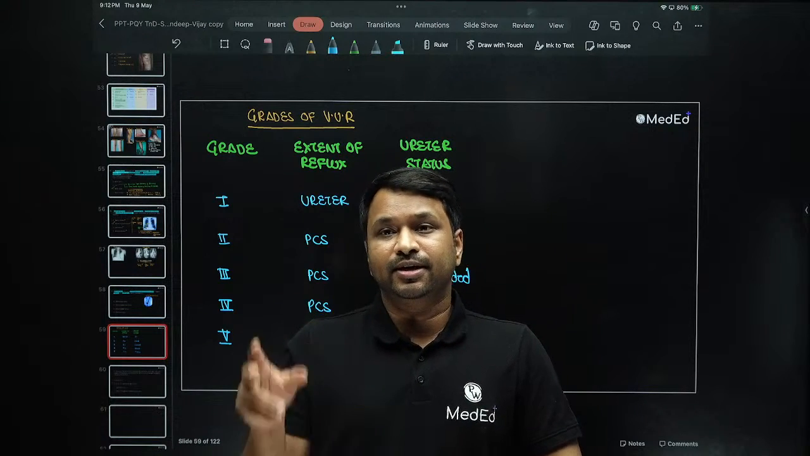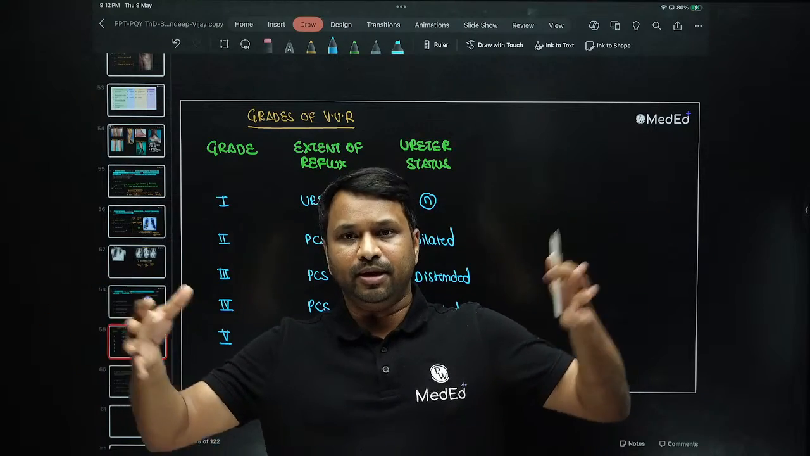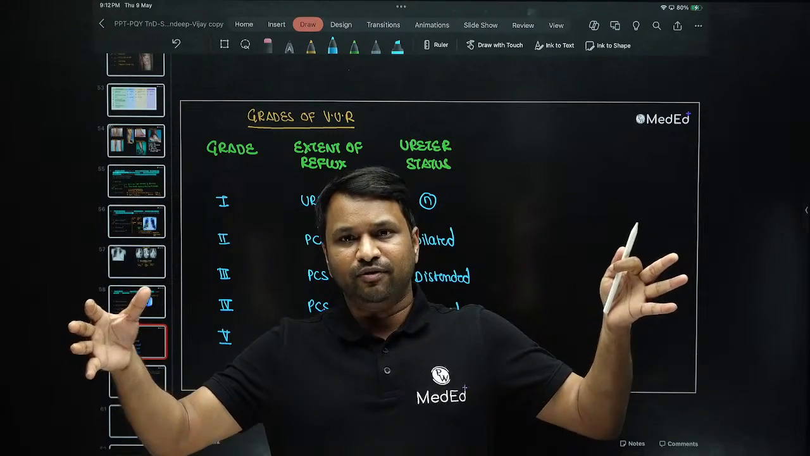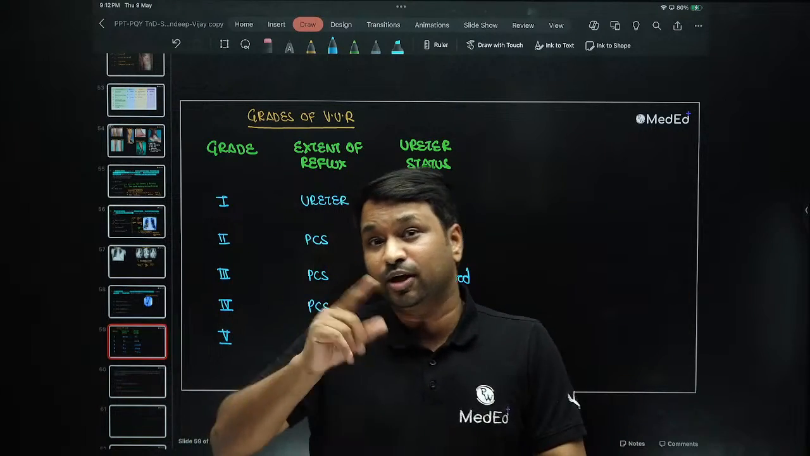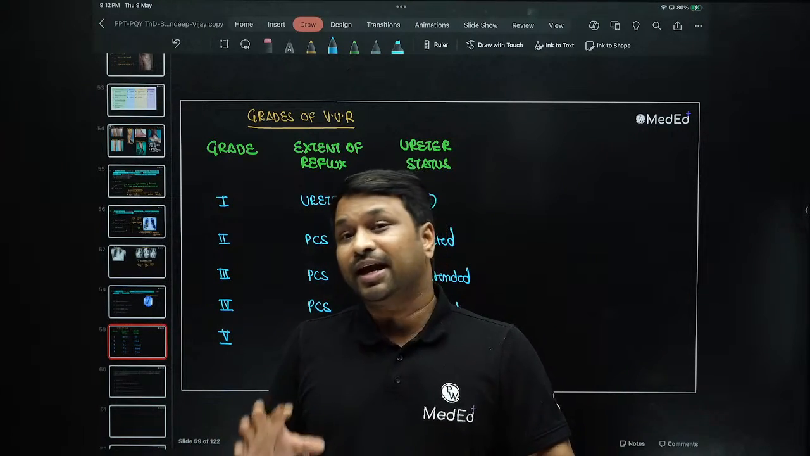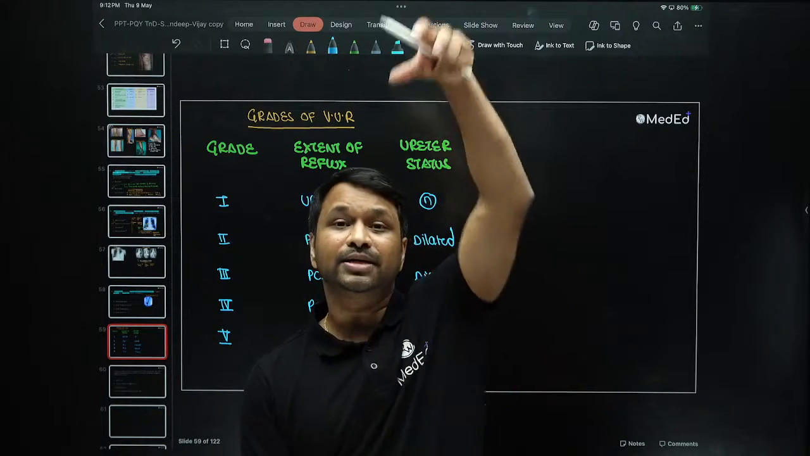What is the difference between dilated and distended? In dilated, when pressure is exerted, the ureter becomes bigger in size. The minute you relieve the pressure, it recoils back to its normal size. In distended, it remains dilated, it cannot recoil back. In blunted, it loses its shape also. In tortuosity, it becomes elongated also.